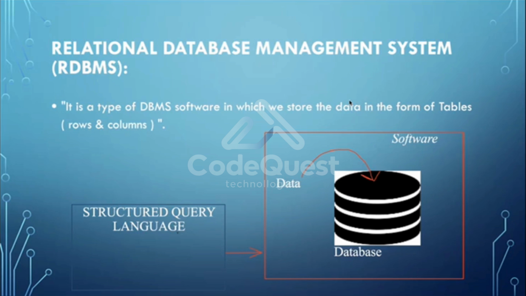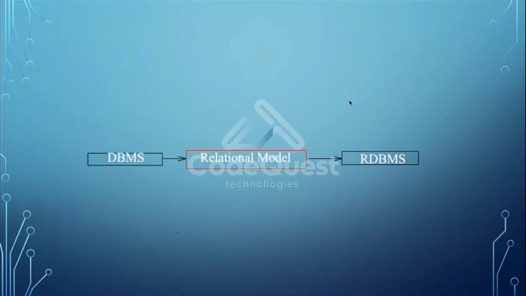The data will be stored in the database. Again, it's a software. In DBMS, we are going to use a query language. In RDBMS, we are going to use the Structured Query Language, that is SQL. So we have the small relational model, which shows how this database management system can be converted to a relational database management system, which is very simple.